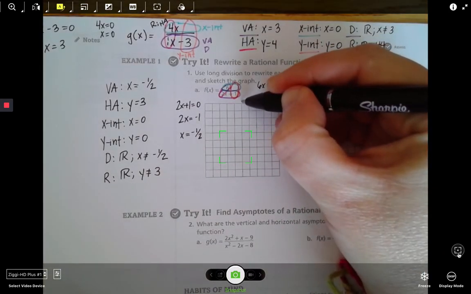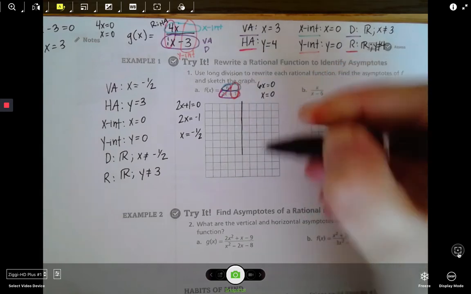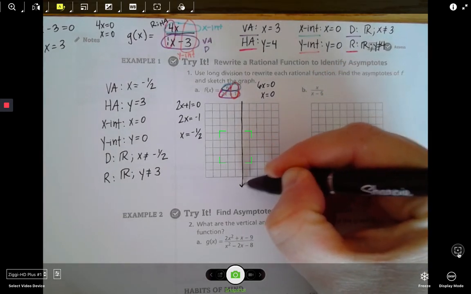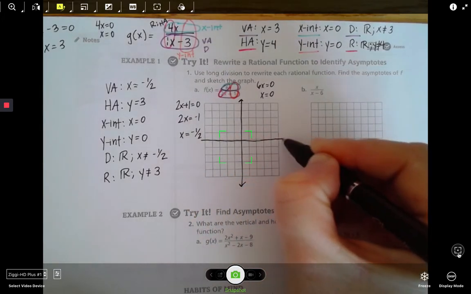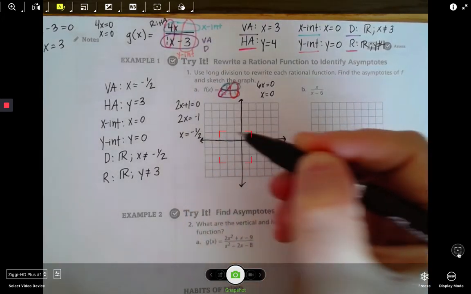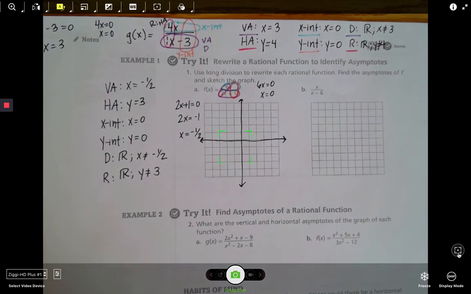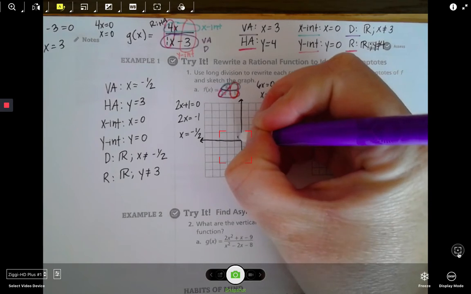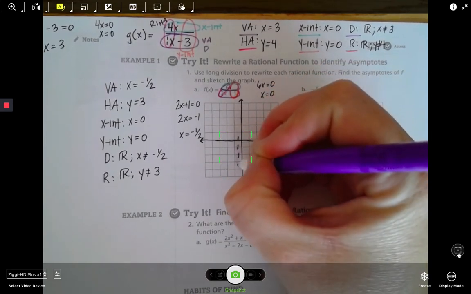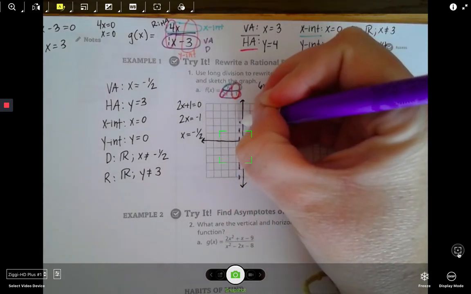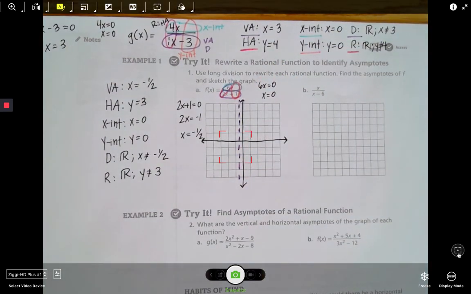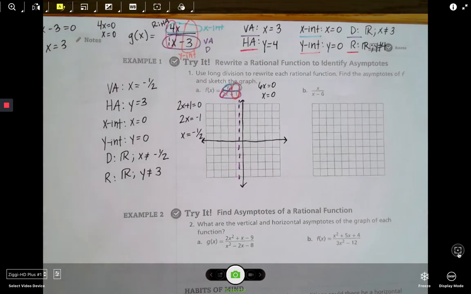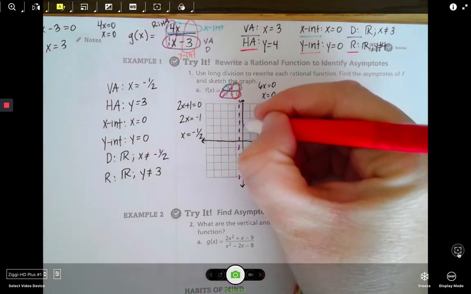I do want us to practice labeling our asymptotes. Just to save us time, though, I'm not going to worry about plotting any points today. But I do want us to look at labeling our asymptotes. So my vertical asymptote, I'm going to do it in purple, and that's at negative 1/2. So that would be right in this area, right? My horizontal asymptote is at y is equal to 3, so 1, 2, 3.